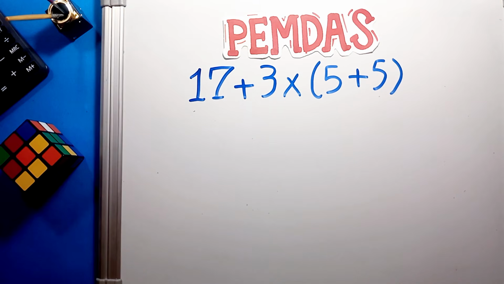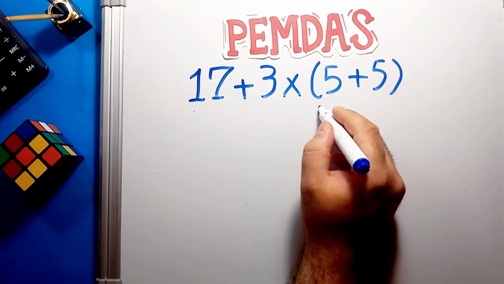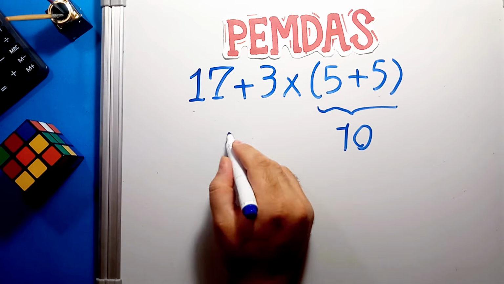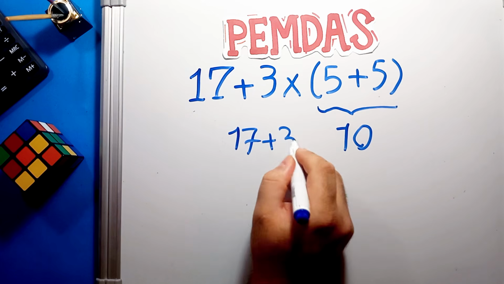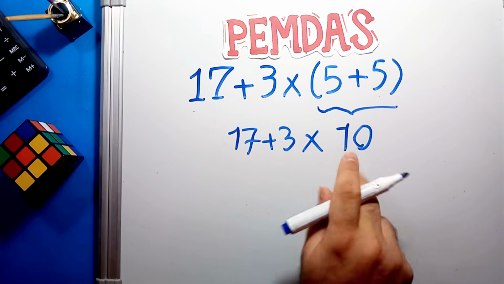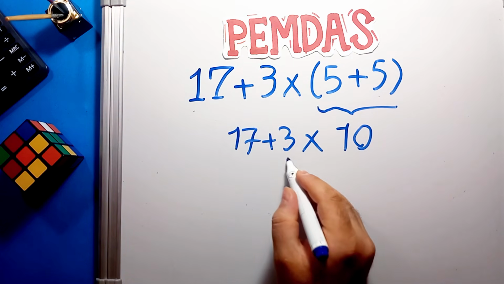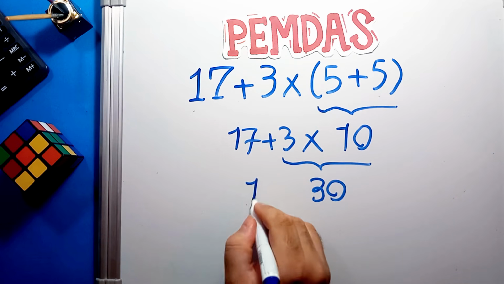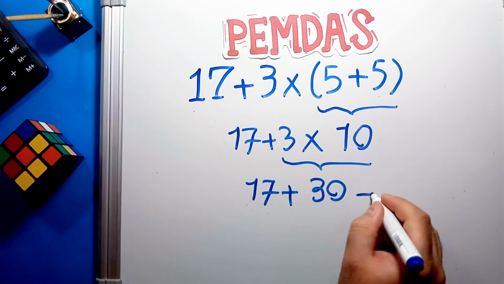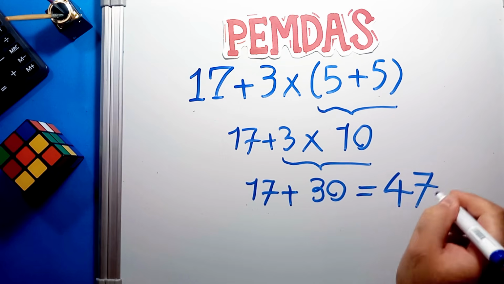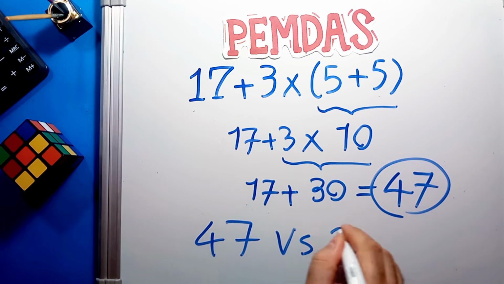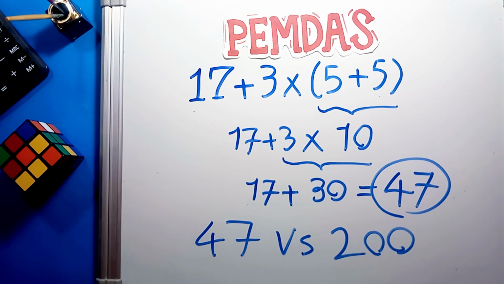Again, PEMDAS. Parentheses first. 5 plus 5 equals 10. Now the expression becomes 17 plus 3 times 10. What comes next? Multiplication. 3 times 10 equals 30. Now, 17 plus 30 equals 47. And look at the difference. 47 versus 200. That's not a small mistake. That's a completely different reality.